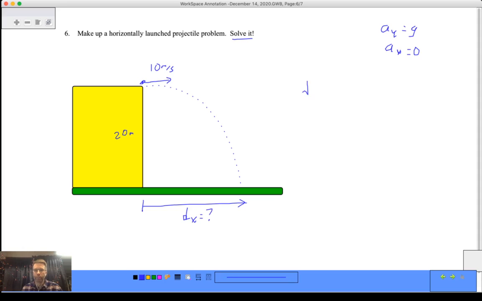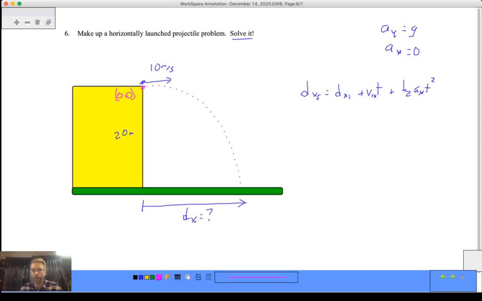The final dx position is the initial dx position plus v initial x times t plus 1/2 ax t squared. I just wrote the entire kinematics equation out. I always like to start with a whole equation, and then we can decide if anything goes away. Let's name our starting point up here the origin, 0, 0.